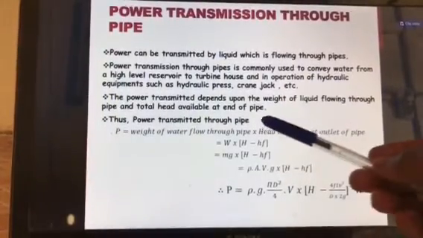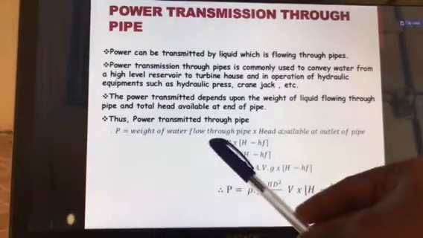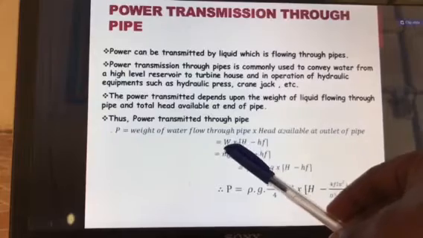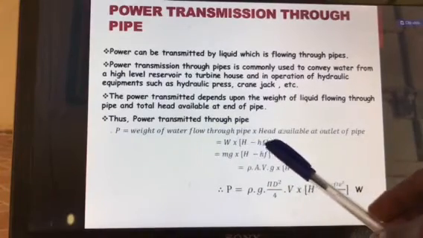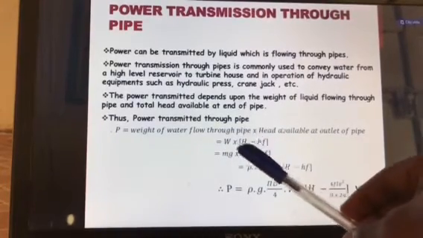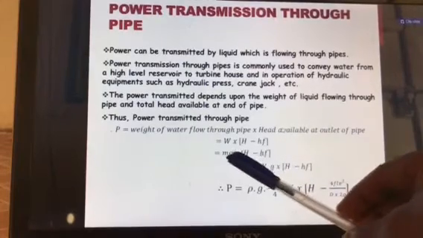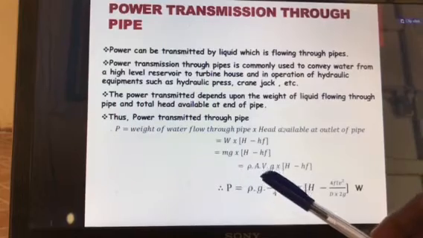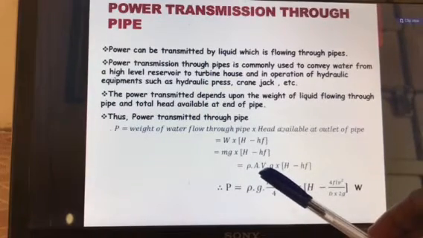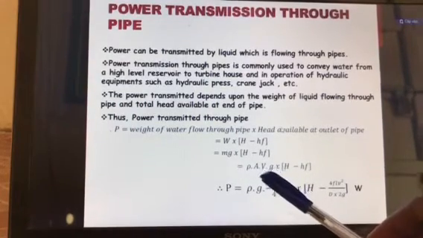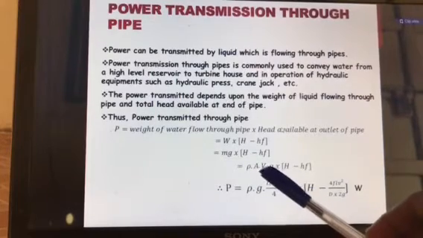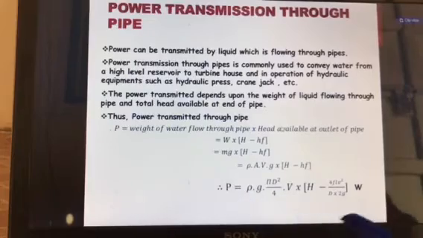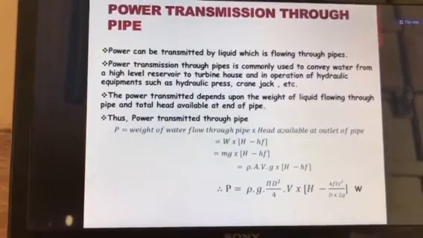So power transmitted through the pipe is nothing but the weight of the water flowing through the pipe into the head available at the outlet. So weight of the fluid means W into total head, which is H minus HF. HF means the losses. Total head minus losses, you will get the net head. So mg into H minus HF. Mass is nothing but density into area into velocity into g, because this is Q, volume, meter cube per second, into g into H minus HF. So from this you will get the power transmission through the pipe.